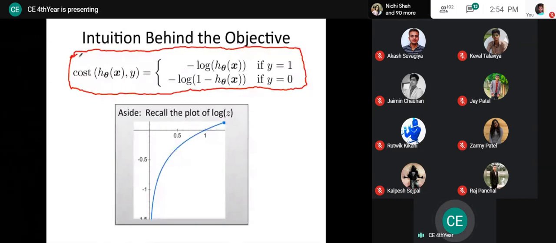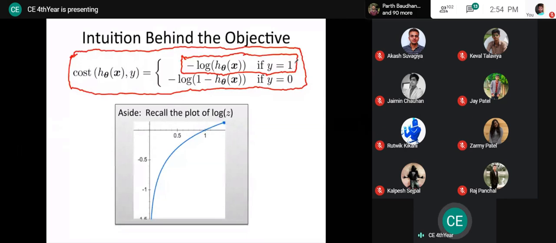Now observe this loss function, or you can say the cost function, where we have two different loss values for different values of y. If y is equal to 1, the loss value is minus log of our hypothesis. And if it is 0, the loss value is minus log of 1 minus the hypothesis. Why we need these two different values for different values of y will be clear in the next slide. But right now just observe this.